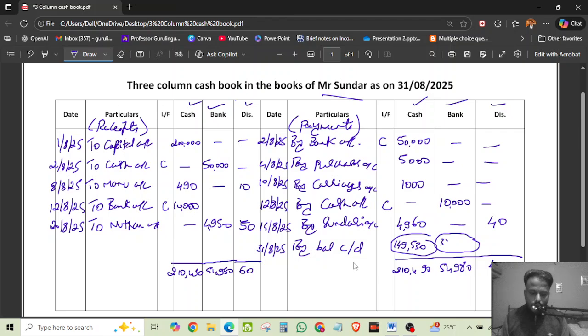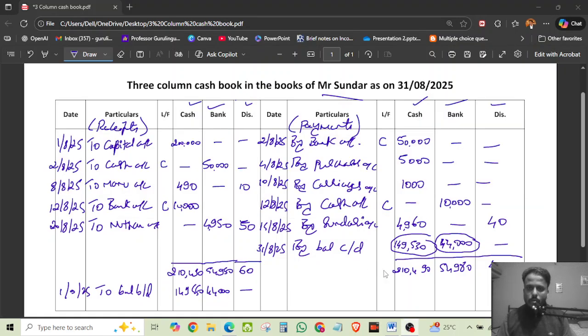Then for the bank column, you get the balance: 54,950 minus 10,000 is 44,950. There is nothing to do with the discount column. So for the next month, that is 1st of September 2025, balance brought down. What is the amount? 1,49,530 and 44,950. So this is how you are supposed to do 3-column cash books. Hope we'll be solving more and more 3-column cash book questions in the coming videos.